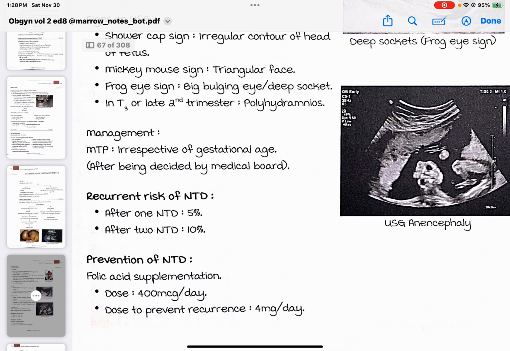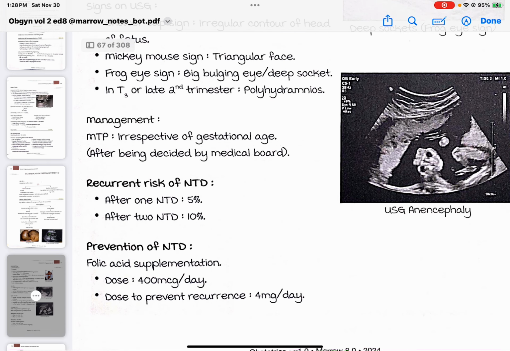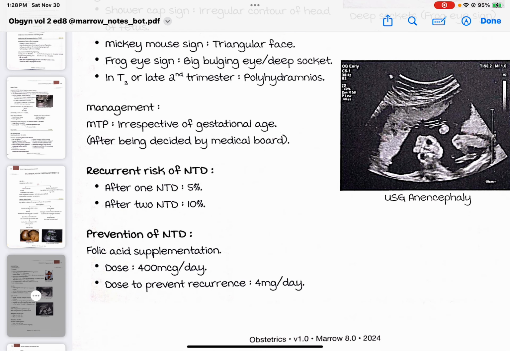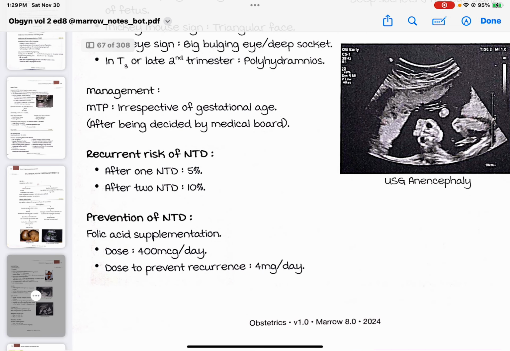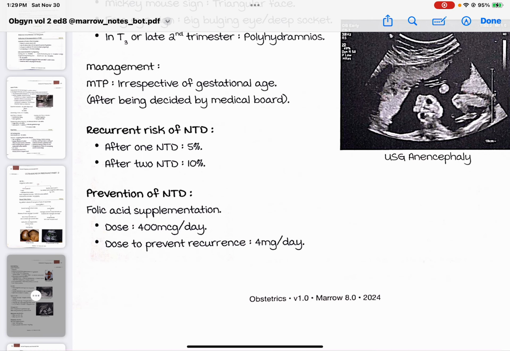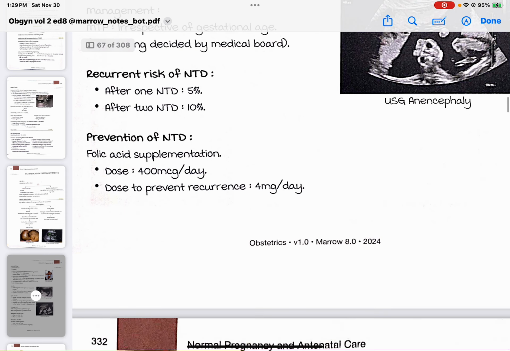Management, medical termination of pregnancy, irrespective of gestational age, after being decided by medical board. Ultrasound anencephaly. Recurrence risk of neural tube defects after 1, 5%, after 2, 10%.